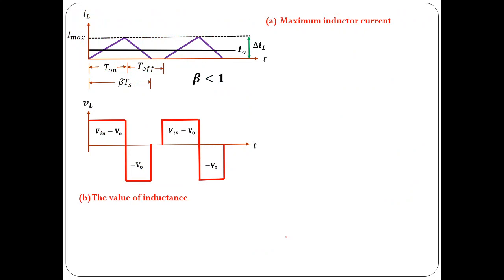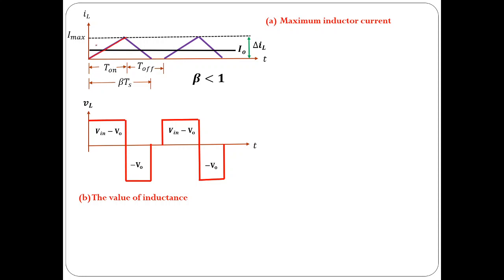Anyway, what is the question? The question is to find out the maximum inductor current. There are several ways to find it. One way is, if you know the slope, then slope into Ton would give you the peak value, which is the same as Imax. We know the rise in the current during this on period is the same as Imax, which is equal to slope into Ton.